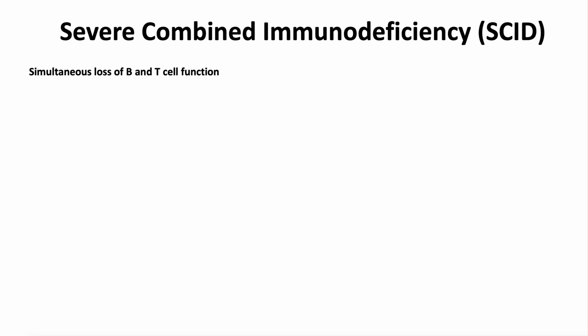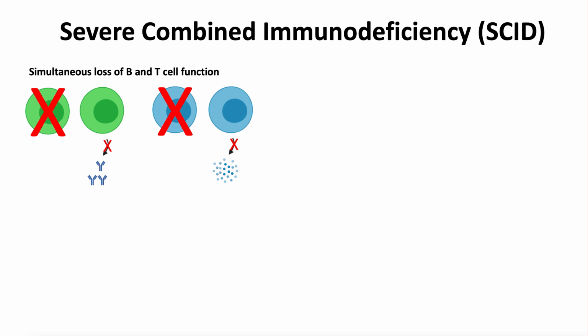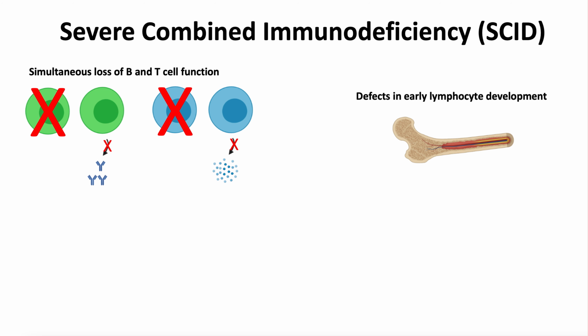Now, severe combined immunodeficiencies can be most simplistically described, perhaps a little simplistically, as simultaneous loss of B and T cell function. And that can mean a complete absence of B cells or B cells that are present but can't make antibodies. It can mean a complete absence of T cells or T cells that are present but that can't make cytokines or kill their targets. One of the things to note about SCID is that it almost always results in defects in early development of lymphocytes in the bone marrow.